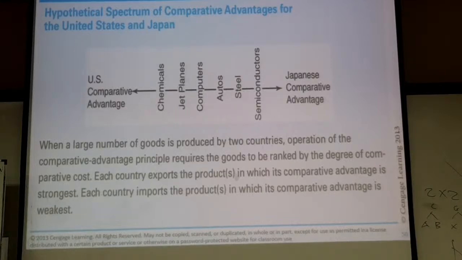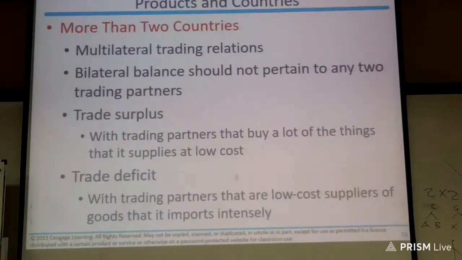So the United States exports chemicals, and Japan exports steel and semiconductors in electronics. With more than two countries, it is multilateral. Just now it was more than two goods, now it is more than two countries. Bilateral balance should not pertain to any two trading partners. A trade surplus or trade deficit arises with trading partners that buy a lot of the things supplied at low cost, with trading partners that are low cost suppliers.